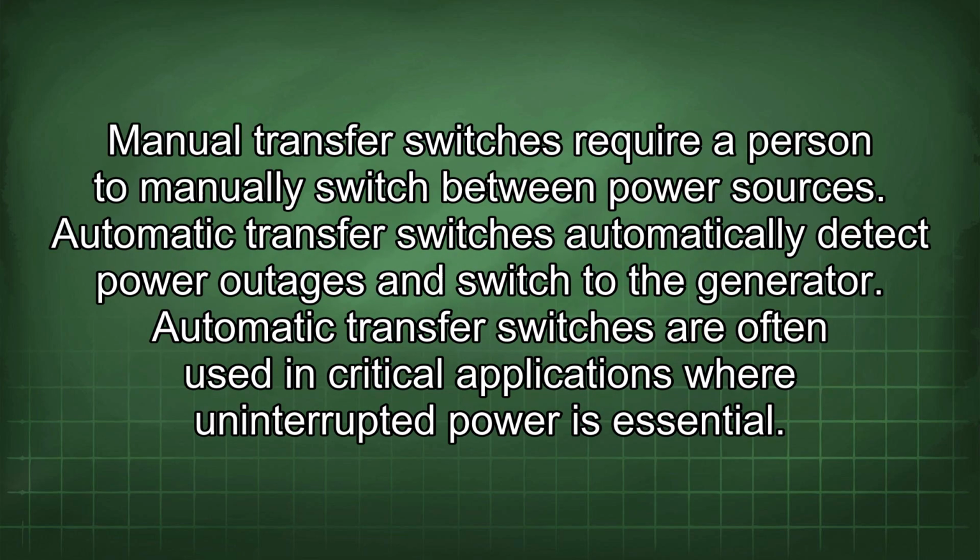Manual transfer switches require a person to manually switch between power sources. Automatic transfer switches automatically detect power outages and switch to the generator. Automatic transfer switches are often used in critical applications where uninterrupted power is essential.